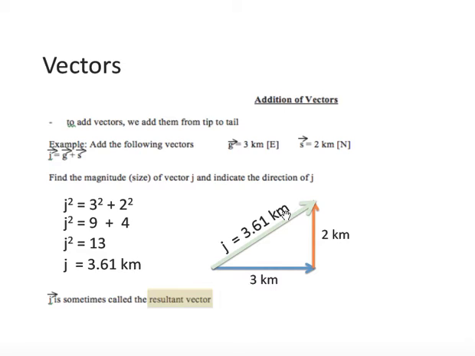If you were using a 1 centimeter to 1 kilometer scale, then this would be 3 centimeters long, this would be 2 centimeters long, and if you made the diagram accurate, this would have been 3.6 centimeters long. I encourage you to try that.